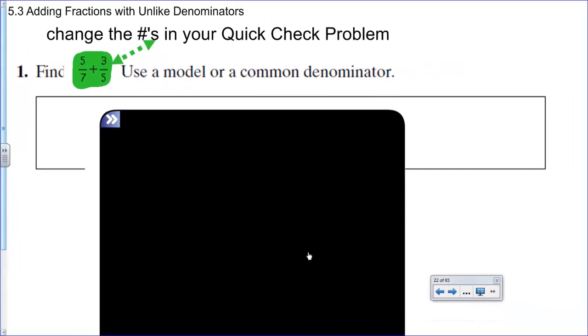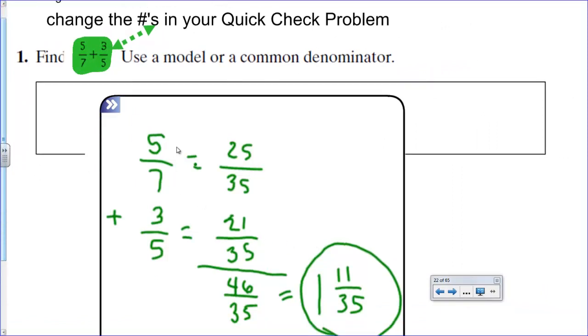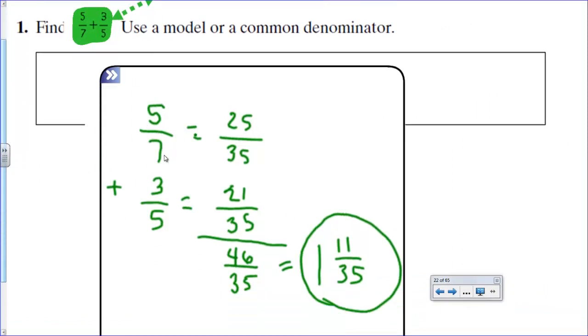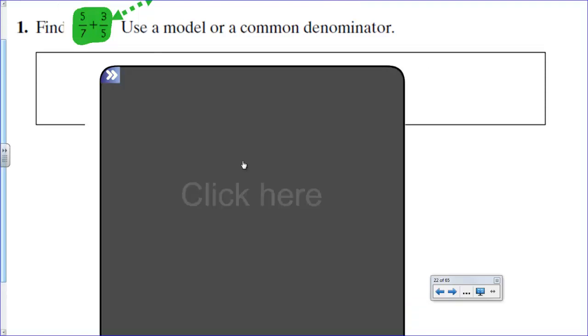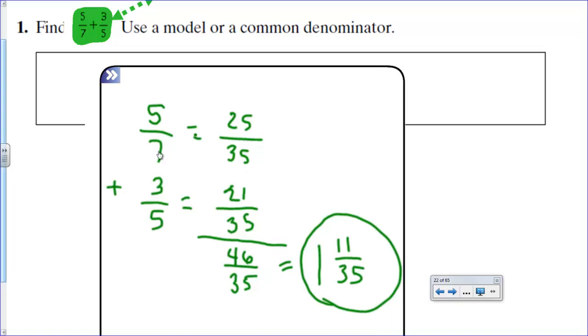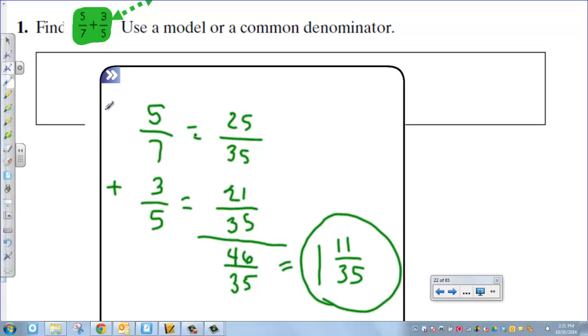All right, let's see how we did. Remember, the first thing we're going to do is make equivalent fractions. So our least common denominator between 7 and 5 is 35. How did we get from 7 to 35? We multiplied by 5. I'll write that in.